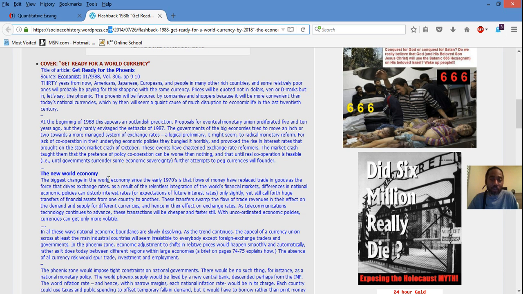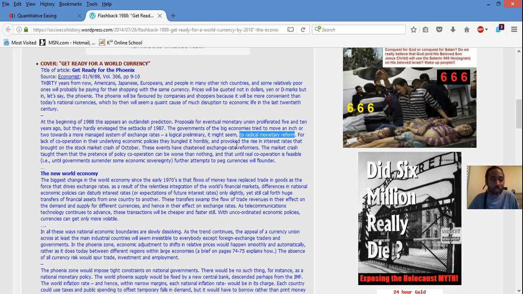Proposals for eventual monetary union proliferated 5 and 10 years ago, but they hardly envisaged the setback of 1987. Now, in 1987, what they're talking about was that stock market crash that took hundreds of millions of people's money in just one day. It says the governments of the big economies tried to move an inch or two towards a more managed system of exchange rate, a logical preliminary, it might seem, to radical monetary reform. To radical monetary reform? Is this the same as the unconventional QE that they're talking about?